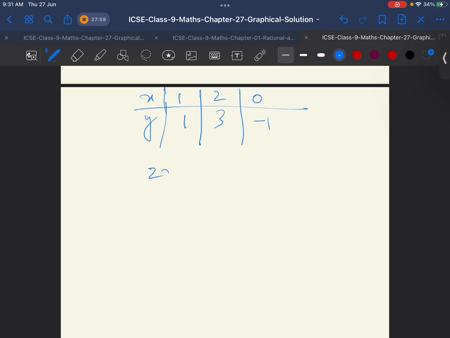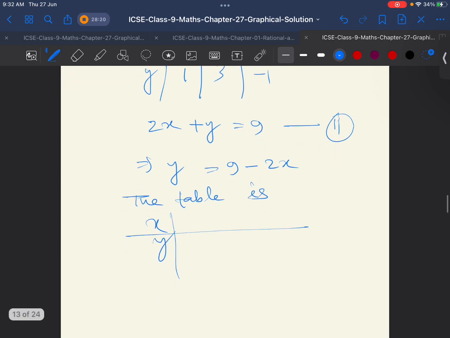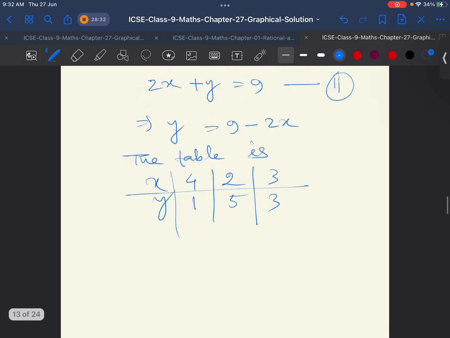Now the second equation, 2x plus y equals 9, implies y equals 9 minus 2x. The table is: x and y, when x is 4, y is 1; x is 2, y is 5; x is 3, y is 3.